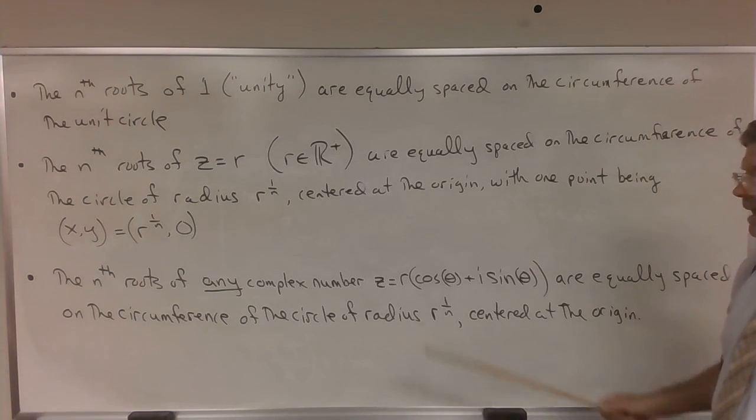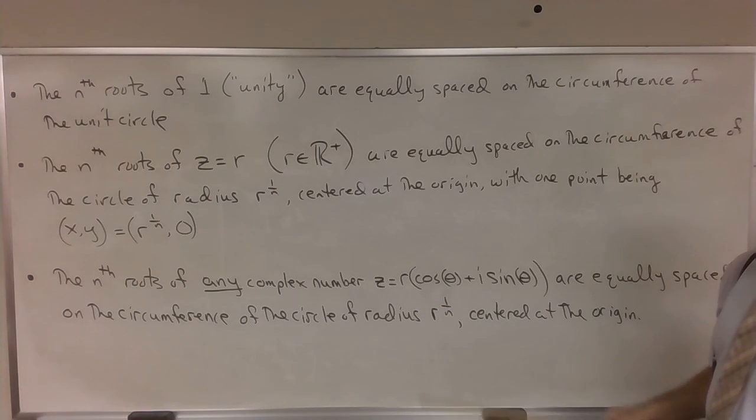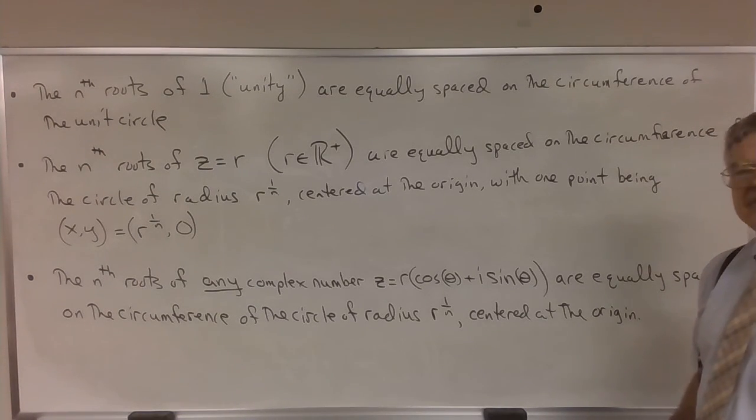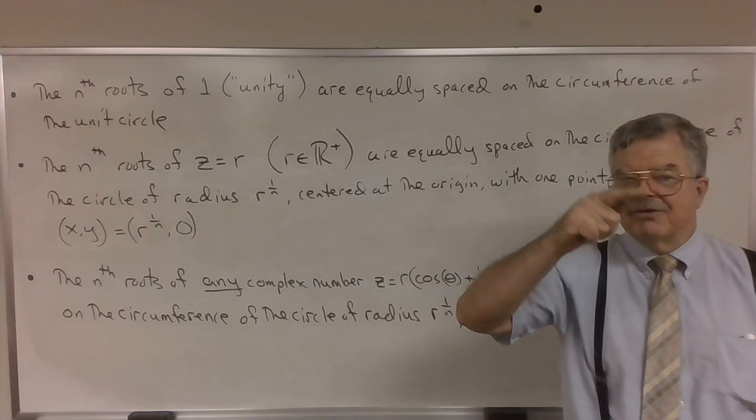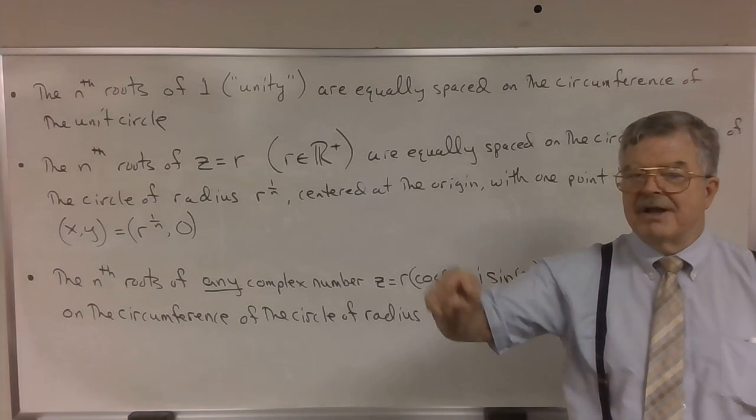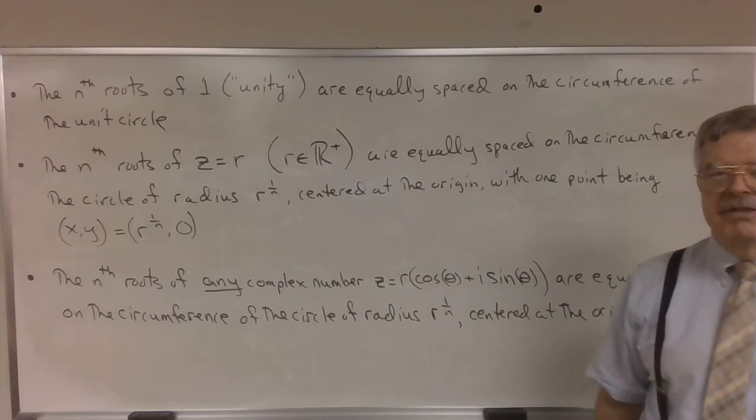And if z happens to be a positive real number, then one of those roots is going to be a point on the positive x-axis. And we can work our way around the circle in increments of 2 pi over n to get all the other points.